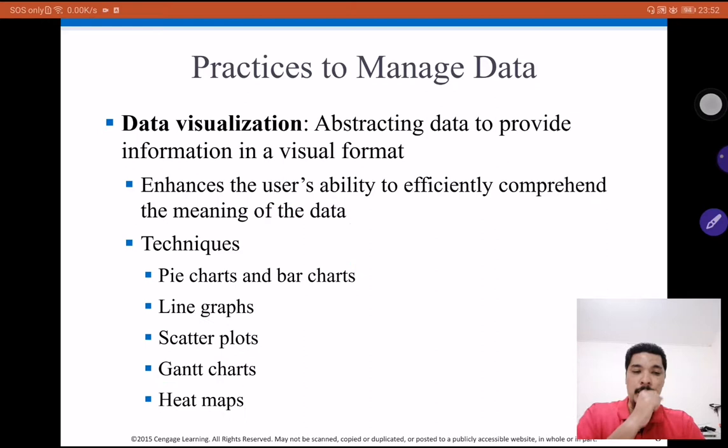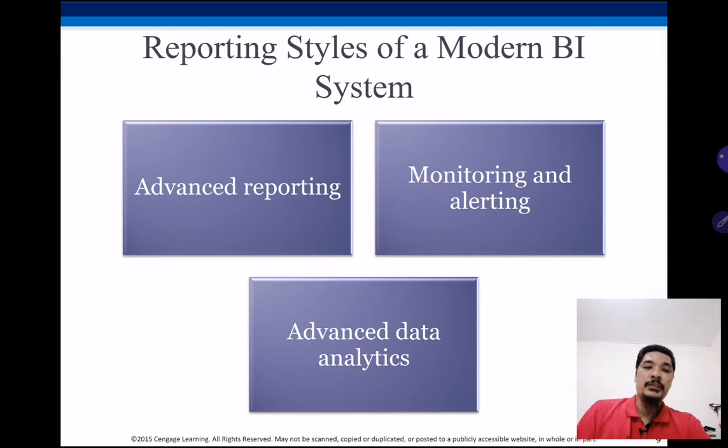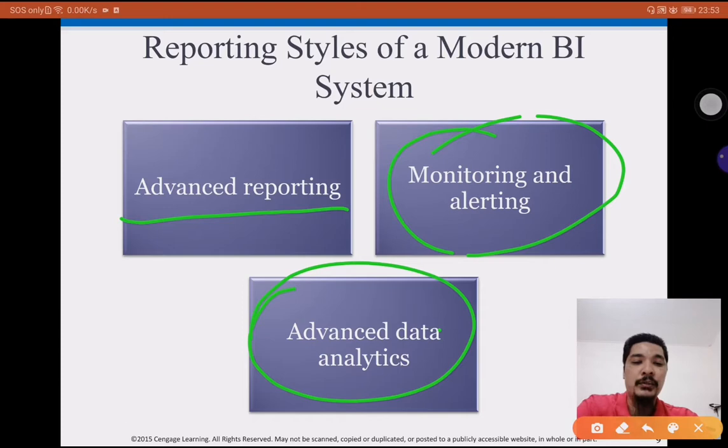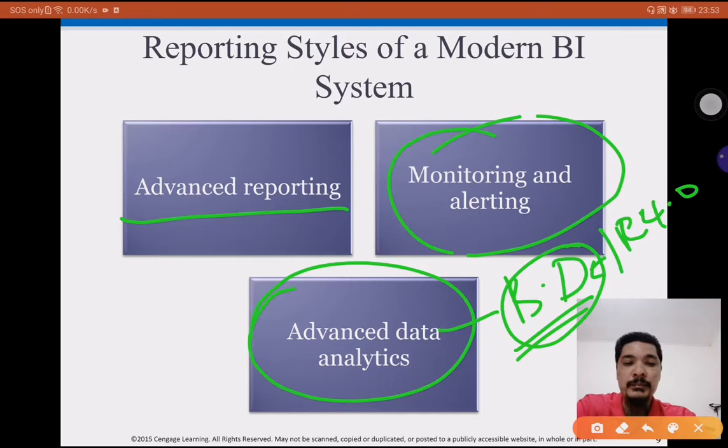Okay, reporting styles of a modern BI. So for this one is also quite simple. Okay, we can use advanced reporting, monitoring and alerts, and also advanced data analytics. Okay, so this involves big data. So now we are in the era of IR 4.0. Okay, one of the elements is big data. People talking about big data. So in big data we have advanced data analytics. Okay, let's move to the next one.